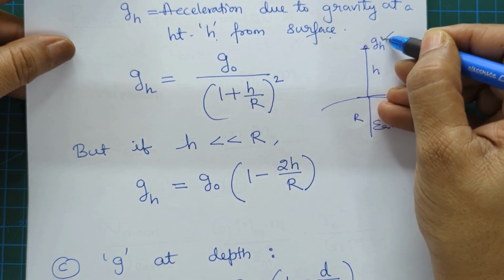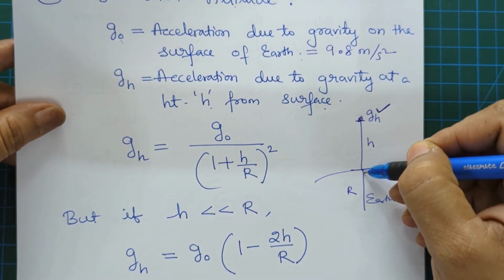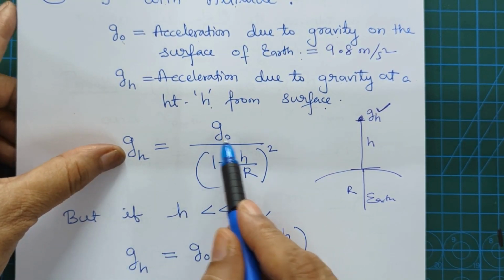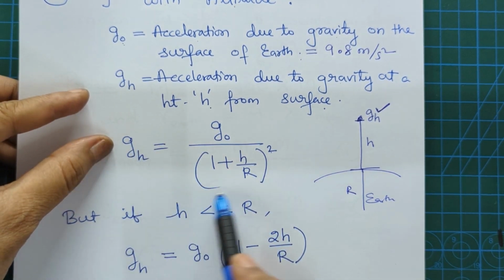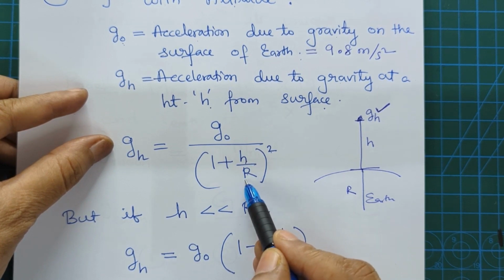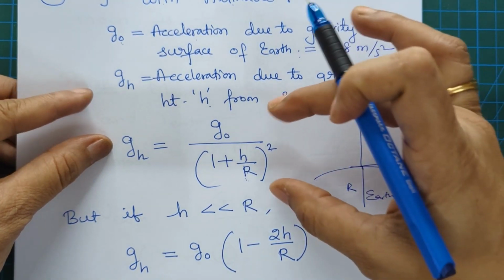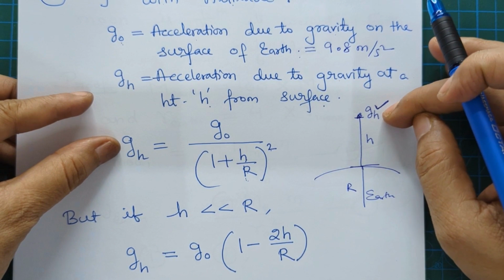At this point g subscript h. So how to find acceleration due to gravity at this point, which is at h meters or kilometers away from surface of earth. So g at a height h is calculated as g naught, means 9.8 meter per second square, divided by 1 plus h by r whole square. But this formula is only valid if height from surface of earth is greater than radius of earth. Radius of earth is 6400 kilometers. So if height from surface of earth is more than 6400 kilometers, then we can use this formula to calculate what happens to g. And why we should know g value at a certain height?